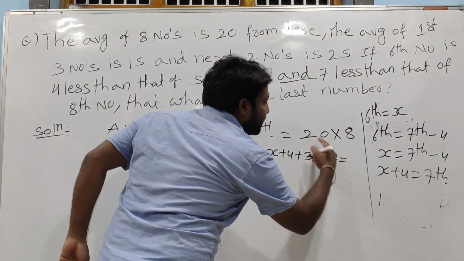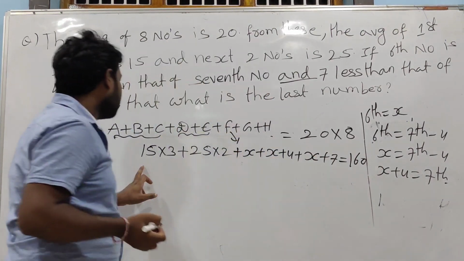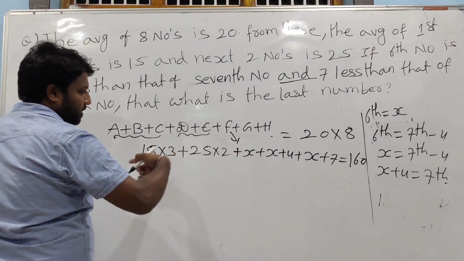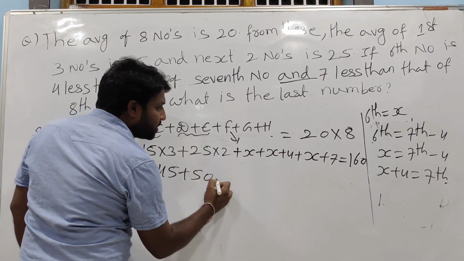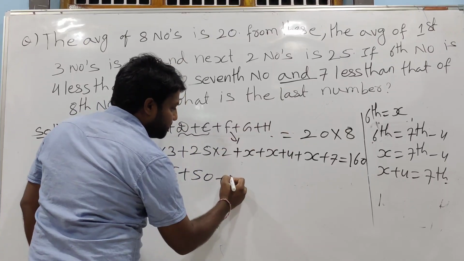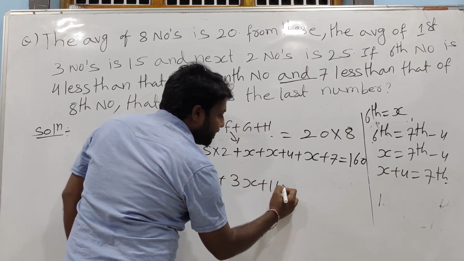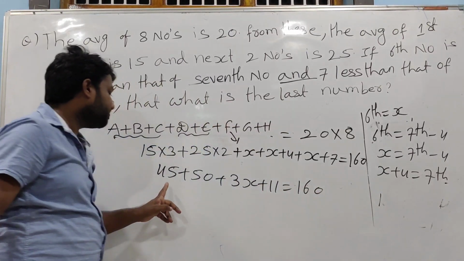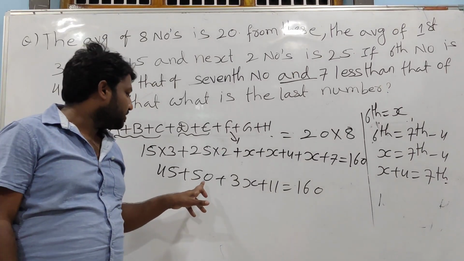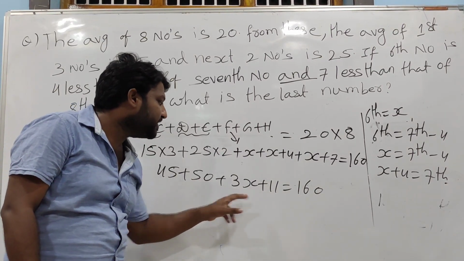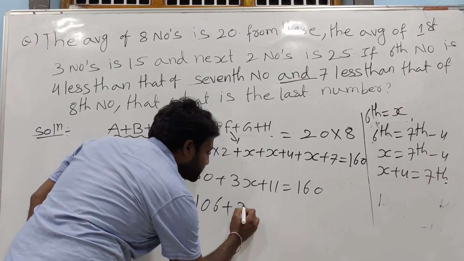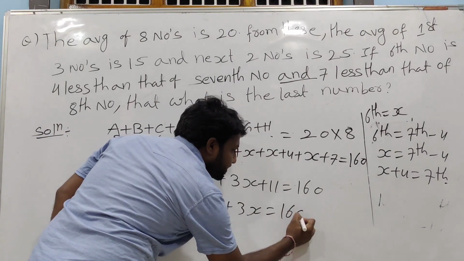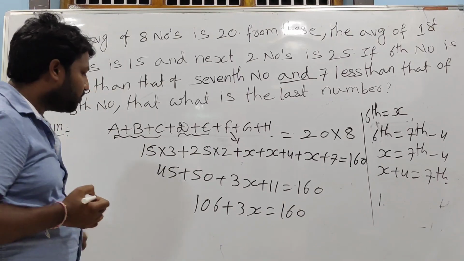So the total is equal to 20 into 8, which is 160. If I solve this: 15 threes are 45, 25 twos are 50, plus x plus x plus 4 plus x plus 7, which is 3x plus 11, is equal to 160. 45 plus 50 is 95, 95 plus 11 is 106. So 106 plus 3x is equal to 160.